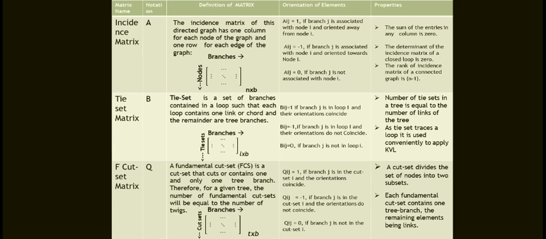This is the orientation of the elements. Now the property: the sum of the entries in any column is 0.